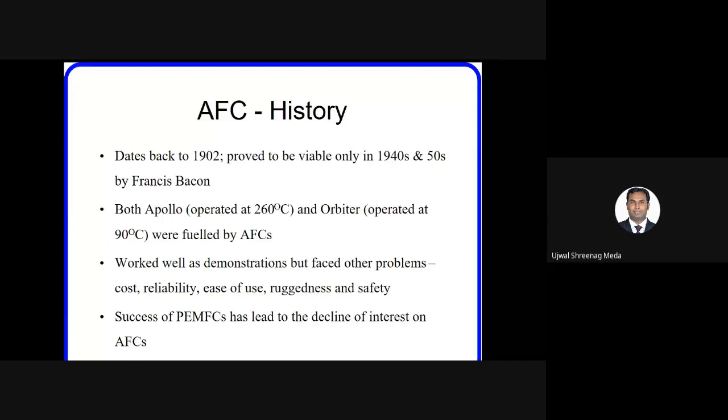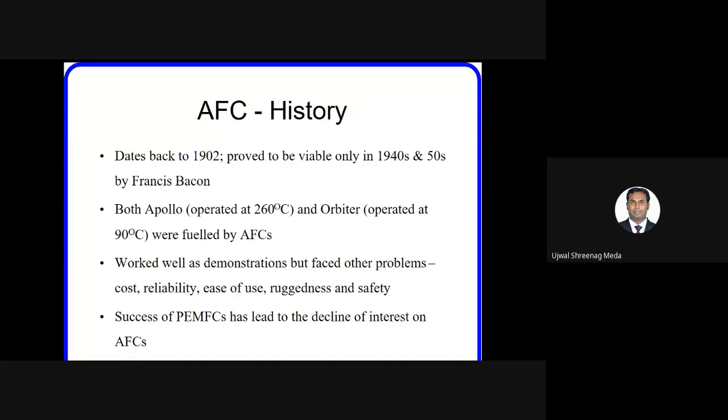And later, based on the experience of using AFC in Apollo, the orbiter was also powered by alkaline fuel cell. Apollo was operated at a temperature of 200 degrees centigrade, and the orbiter was operated at 90 degrees centigrade. From then onwards, the operating temperature of alkaline fuel cell was restricted to less than 100 degrees centigrade. Okay, then especially in the case of demonstration models, it worked well.